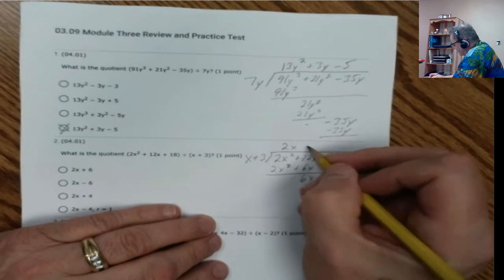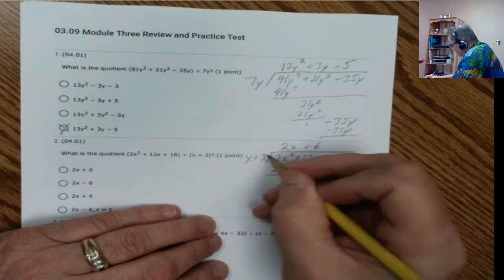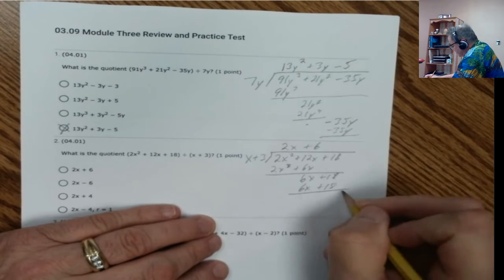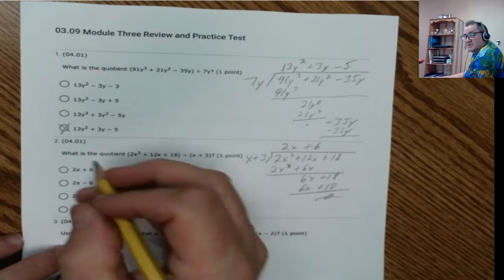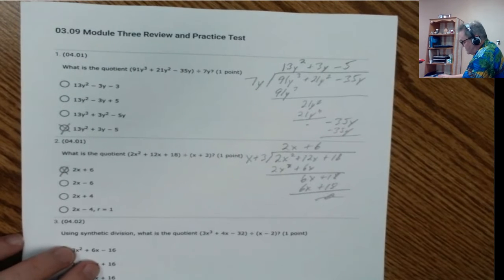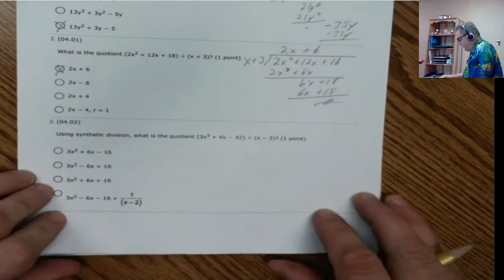So how many times does x go into 6x? It goes 6 times. So 6 times x, 6x. 6 times 3 is 18. Subtract that. Remainder of 0. So 2x plus 6 is our answer when we divide the polynomial by x plus 3.